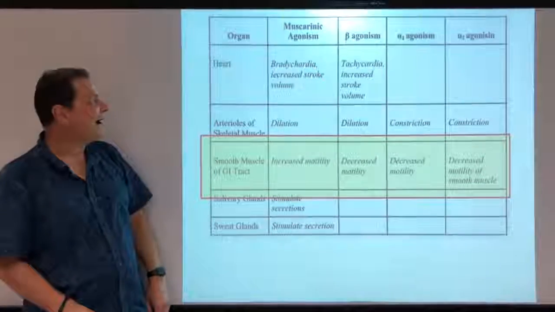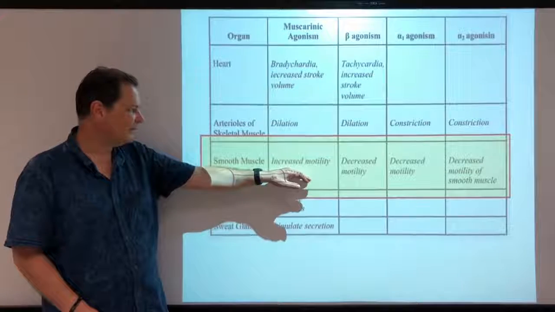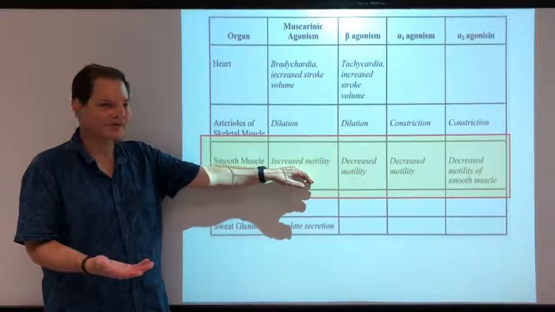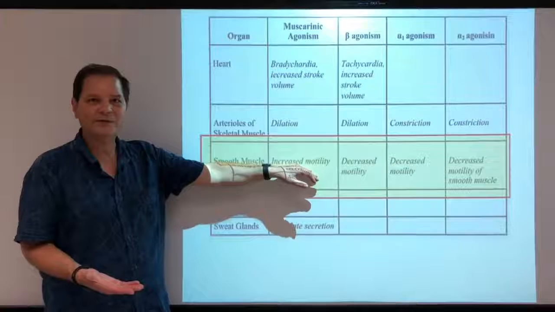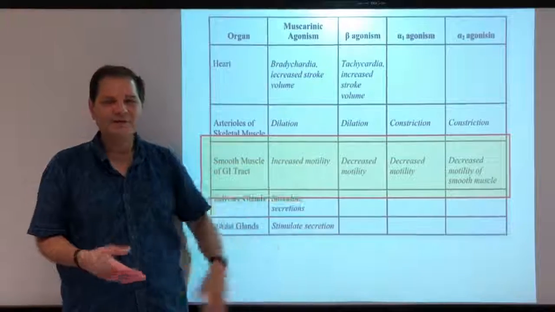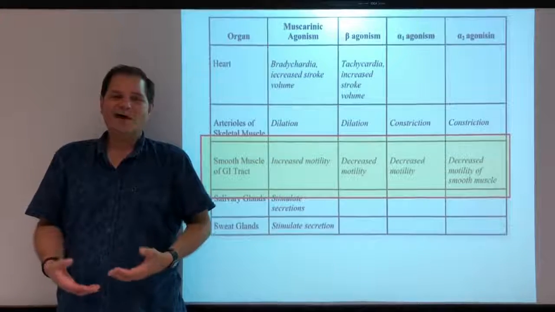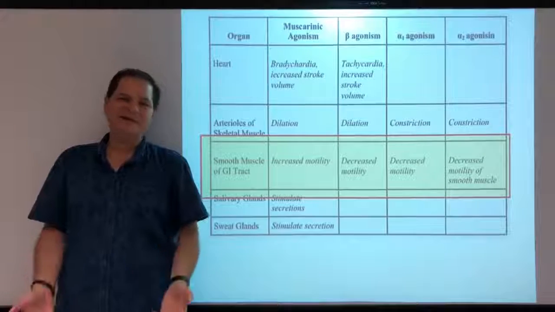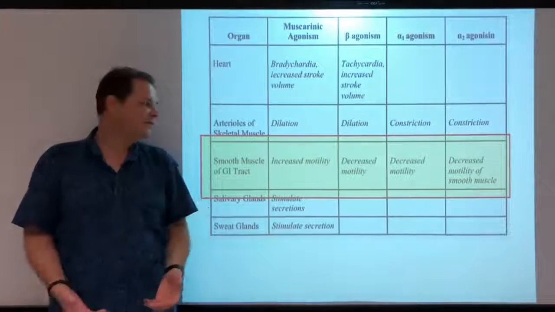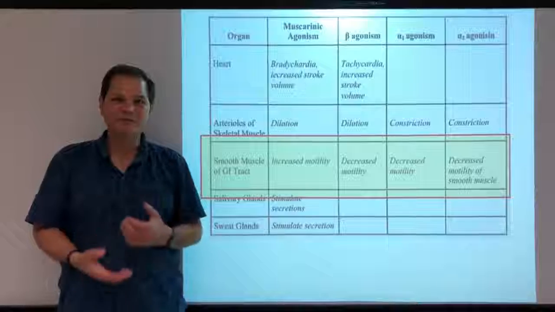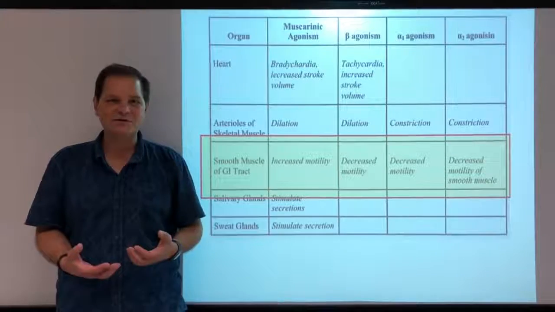So in the GI tract, your muscarinic receptors, those associated with a parasympathetic response, increase motility. That should make some sense. My parasympathetic tone is high when I'm sitting, maybe I've just had a nice meal, and this is where you want to increase the motility in your GI tract and get that digestion going.